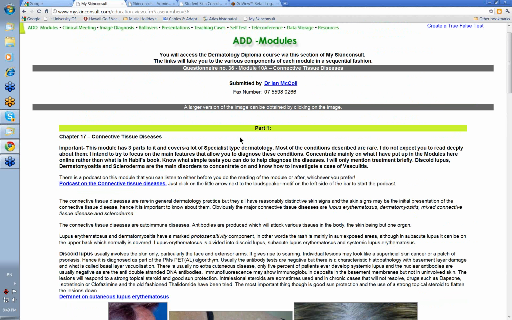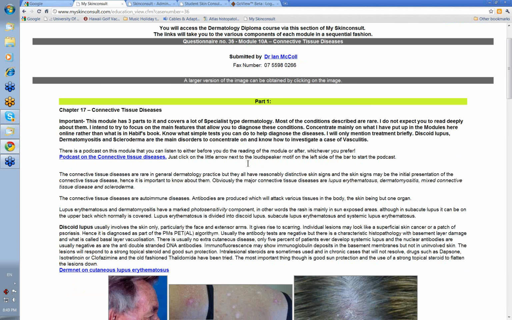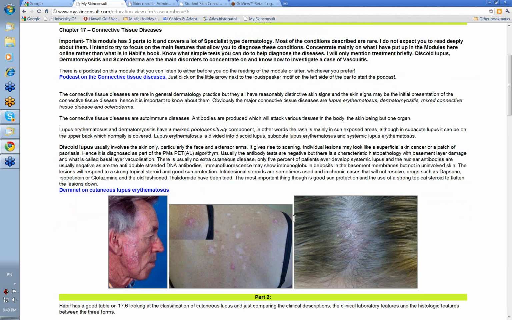Look at Habif's section on this. Just look at the images. Don't waste time reading too much about all the details. I just want you to get a feel for what the images look like, what mnemonic to use, and to learn to bring it into your differential diagnosis of red scaly and red non-scaly diseases.